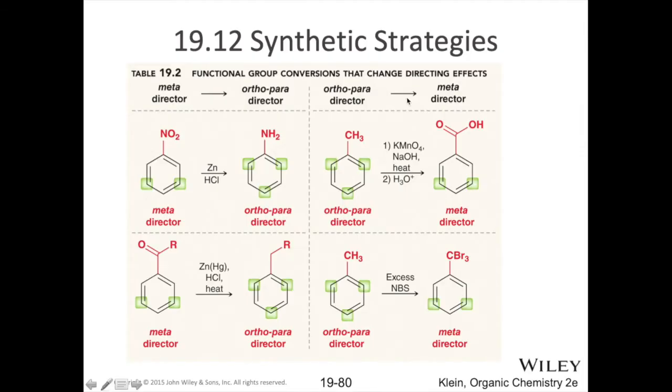Okay, so again, notice that here we have a nitro group that's a meta director, but if we reduce that to an amine, now we have an ortho-para director. Here we have an alkyl group, which is an ortho-para director. Of course, if we oxidize that into a carboxylic acid, which is a deactivating group, now we have a meta director. And of course, if we have an acyl group, we can reduce that doing a Clemmensen reduction to an alkyl group. Again, that changes from being a meta director to an ortho-para director.